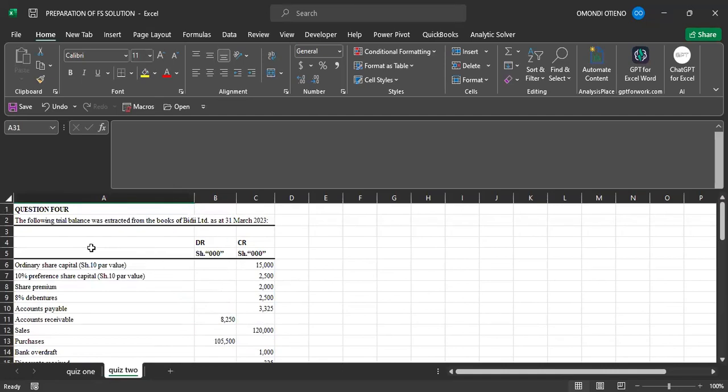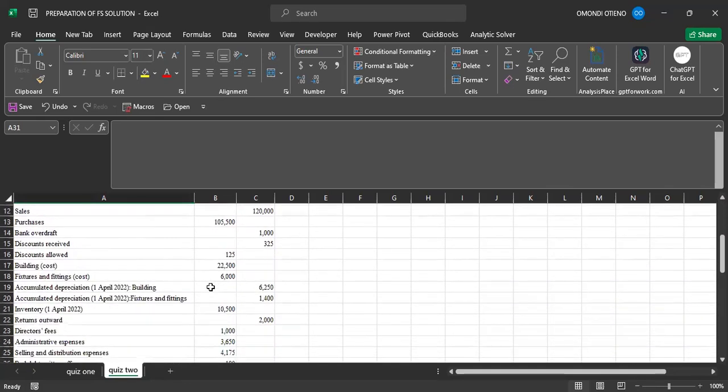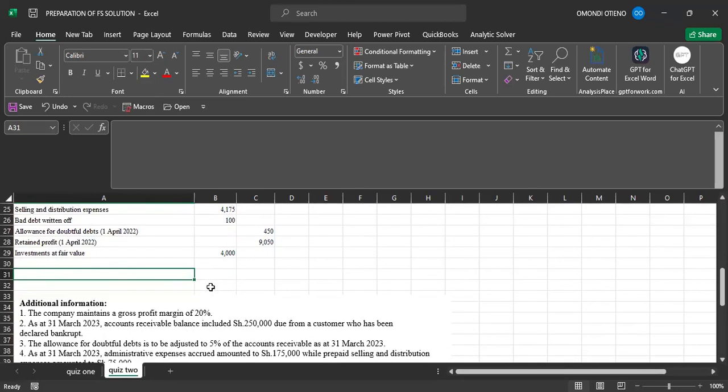The first thing we are supposed to do is ensure that your trial balance is actually balancing, because for any adjustment you're going to make from the additional information, you must debit one account and credit the other account.